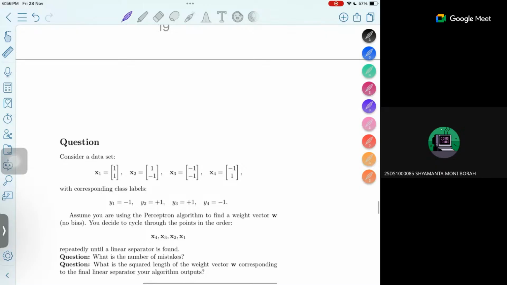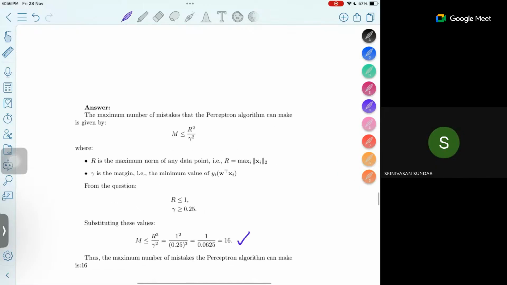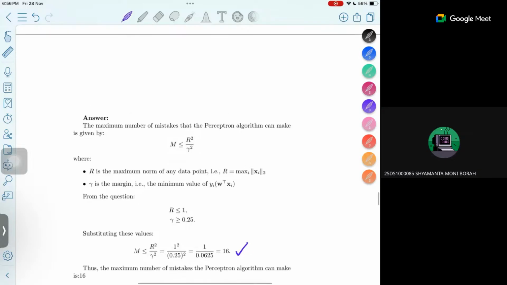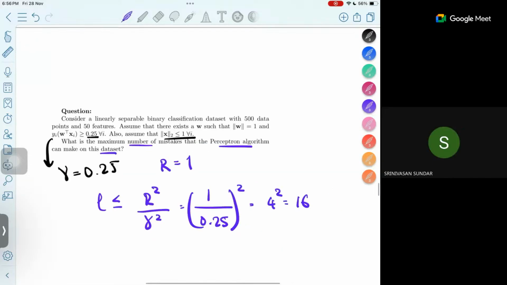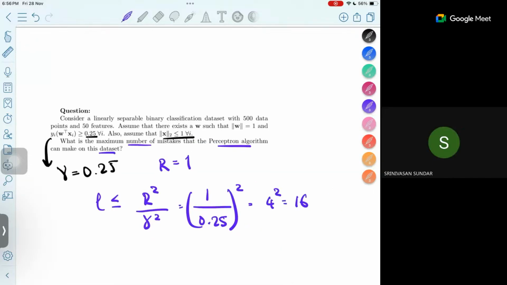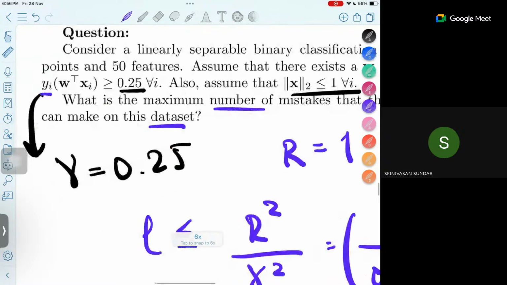Sir, can you just go above once? Sure. Gamma is W transpose Xi, right? Yeah, so that's what we've taken. So you're asking why we are scaling by Yi, is that right? Yi will be 1 or 0, right? Actually, for the perceptron, by convention, we take it to be 1 or -1, because that will help us.